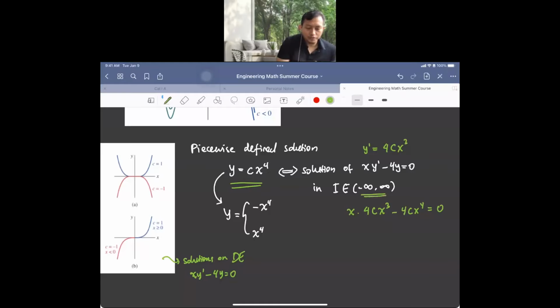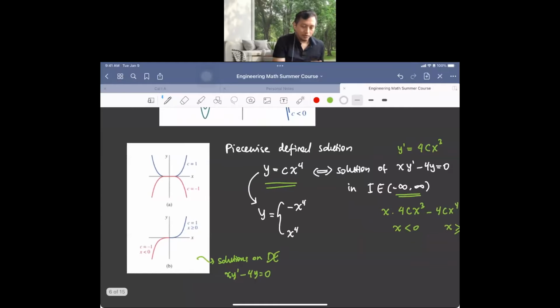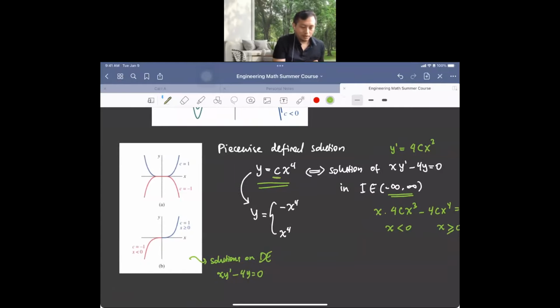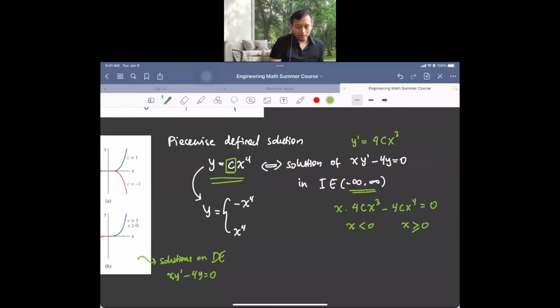But then if we look at the interval, when x is less than 0 and x is greater than or equal to 0, this will give different perspectives in how we write the solution. This will also be based on what the constant is. If the constant is negative, let's say negative 1, this becomes minus 4x to the 4 plus 4x to the 4. It doesn't work, right? It doesn't work.